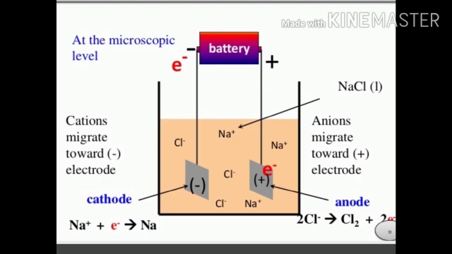On reaching the anode, each Cl- ion gives an electron to the anode and becomes a neutral chlorine atom. Since chlorine atoms are unstable, two atoms of chlorine combine to form a chlorine molecule. Thus, Cl2 gas is evolved at the anode.